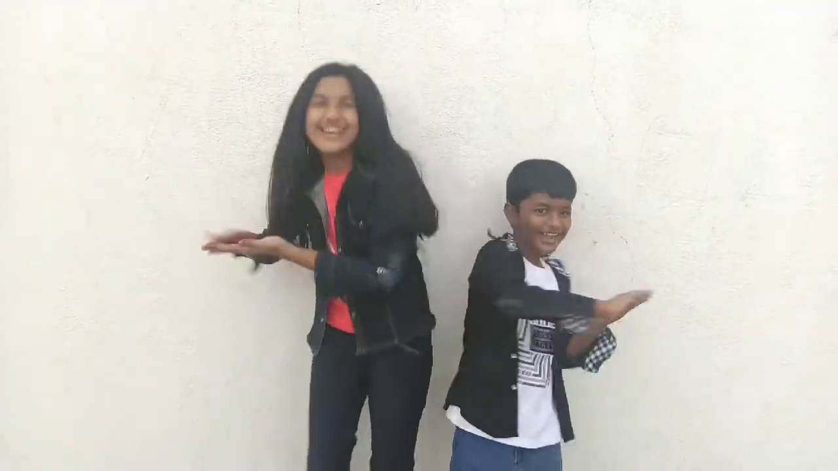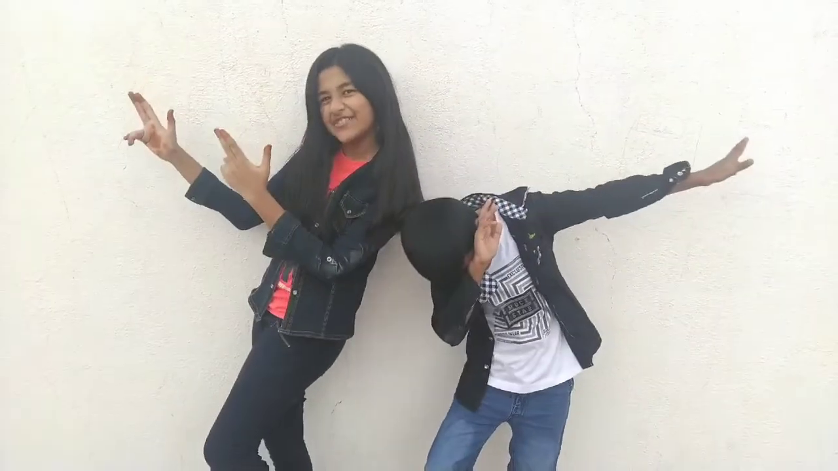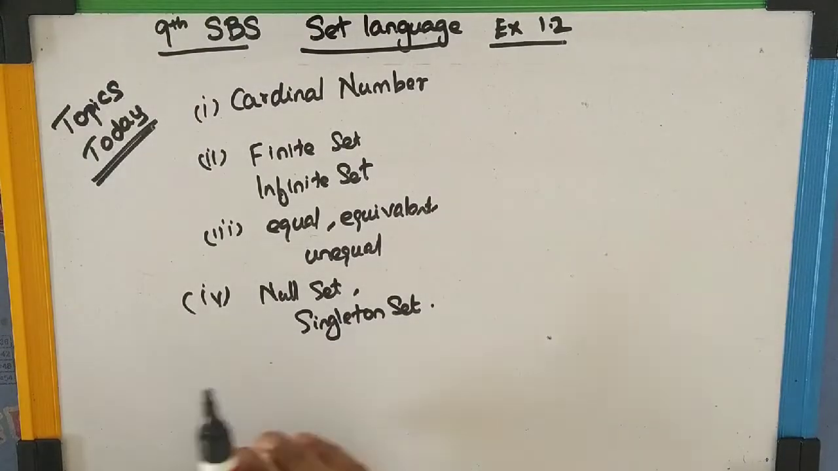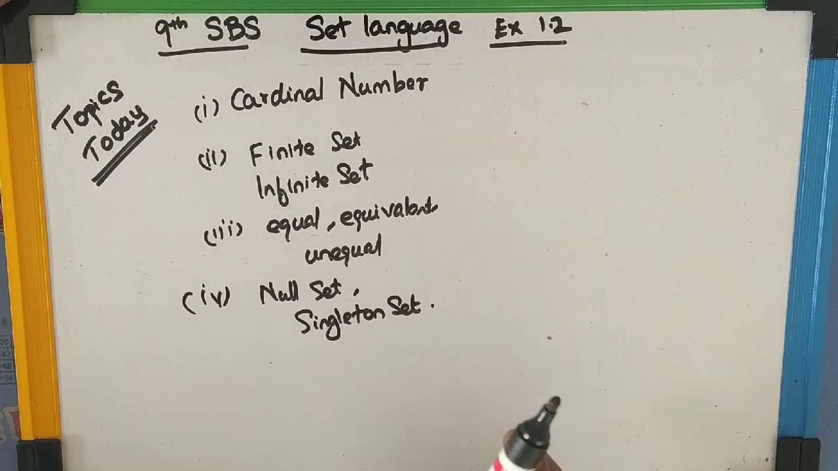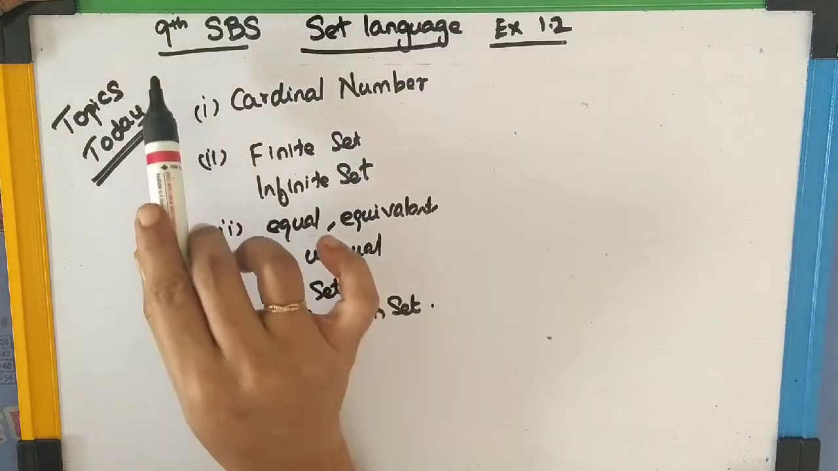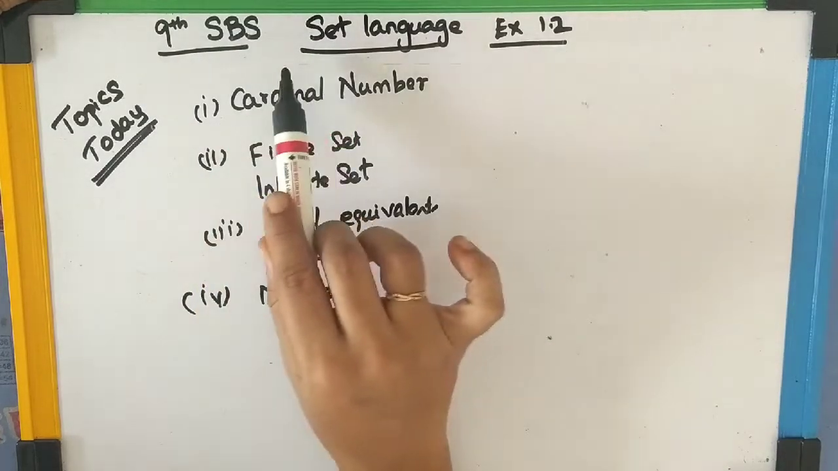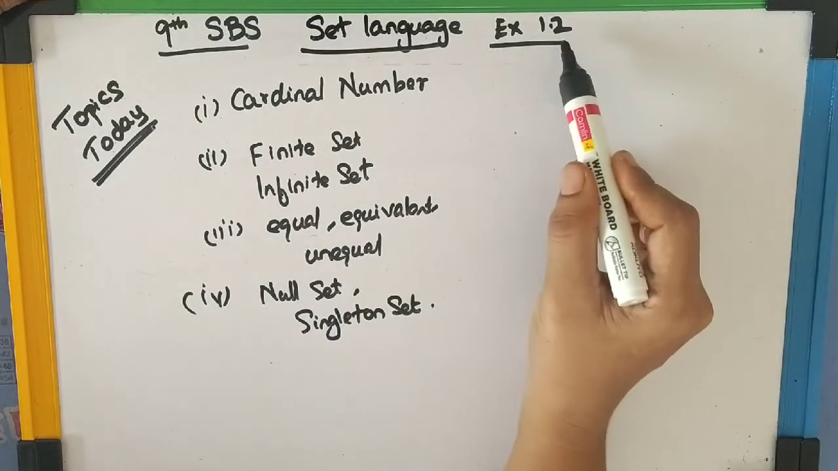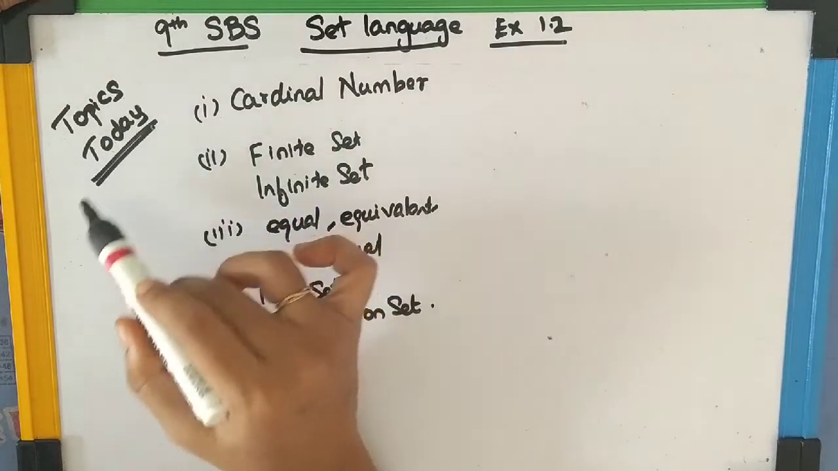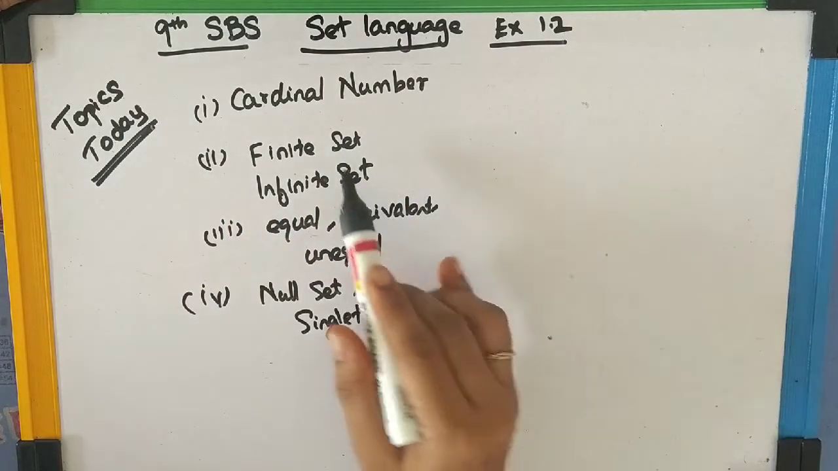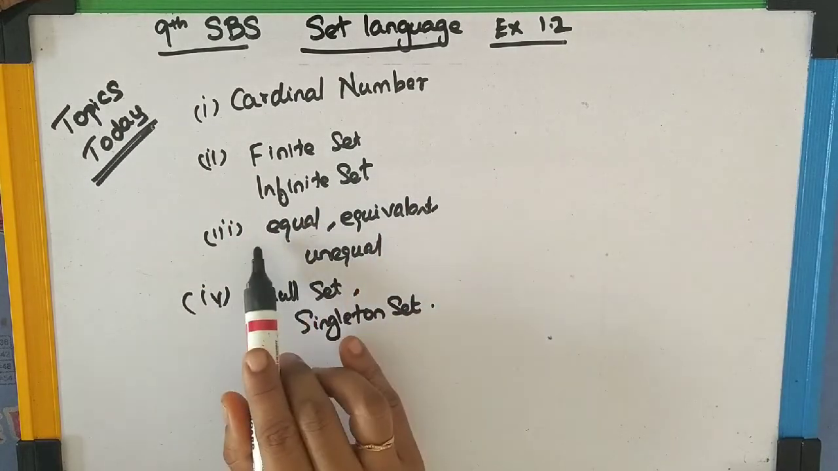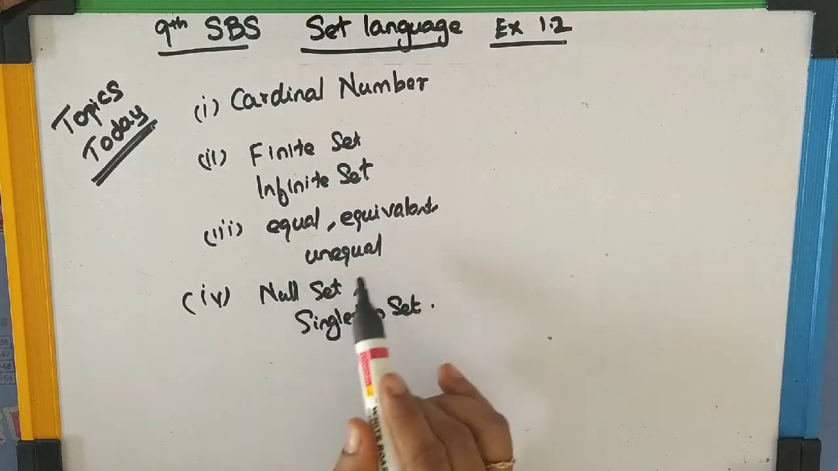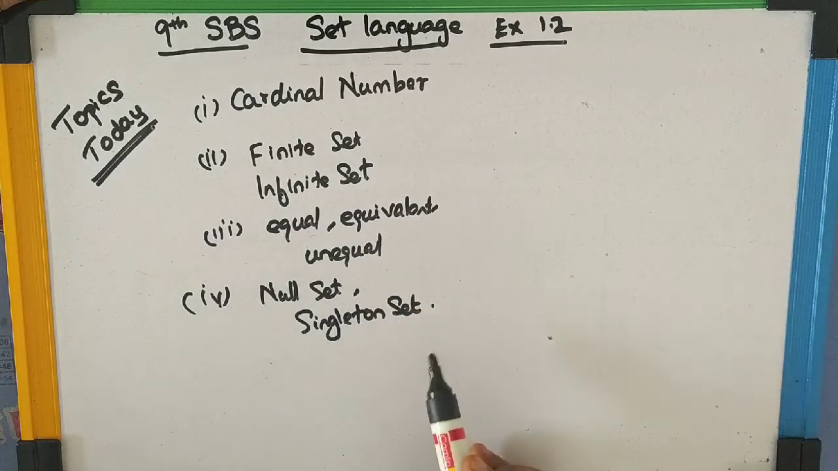Today we will be learning exercise 1.2 from the chapter Set Language. Let's shoot off. Hi everyone. Today we are going to see the 9th standard state board syllabus, Set Language exercise 1.2. Today we are going to cover some topics. They are cardinal number, finite set, infinite set, equal, equivalent, unequal set, null set and singleton set.